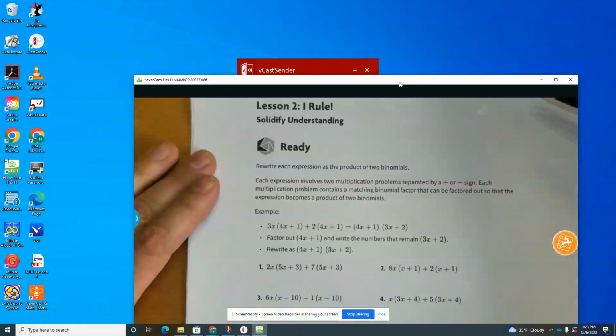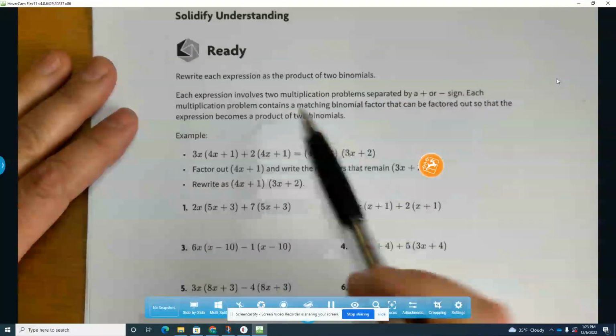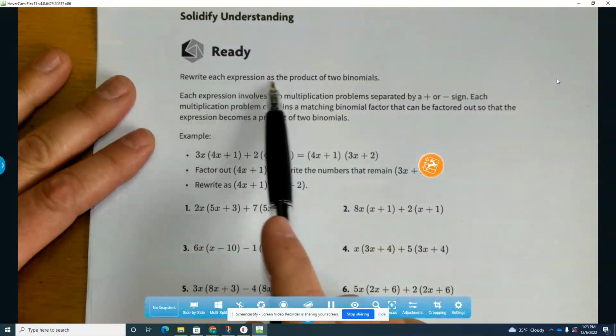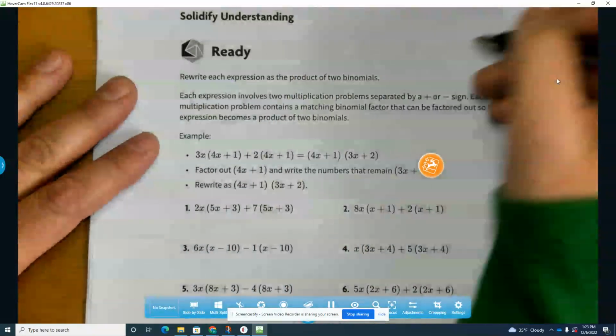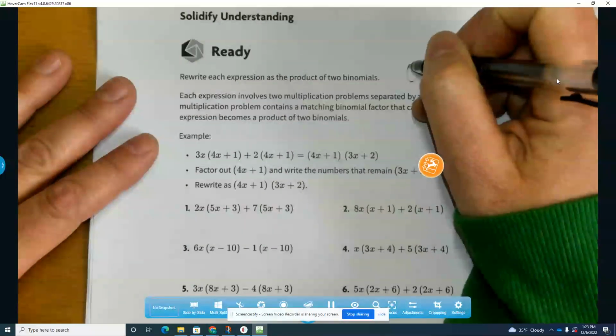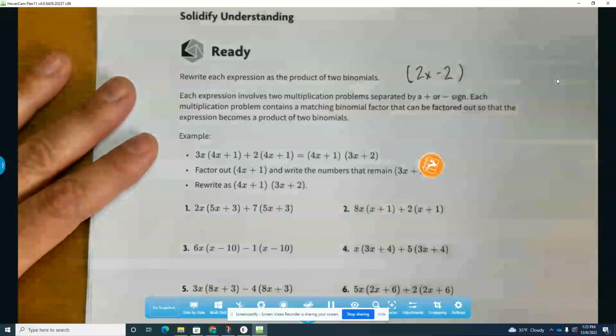So let's look at the ready. Let me make this bigger here. There we go. So the ready asks you to rewrite each expression as the product of two binomials. A binomial is simply something with two terms. Usually one has a variable and the other does not.